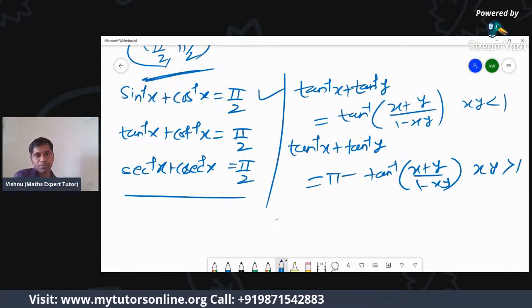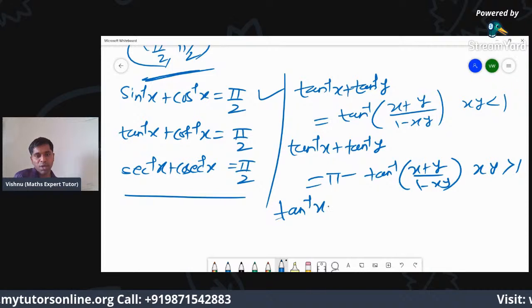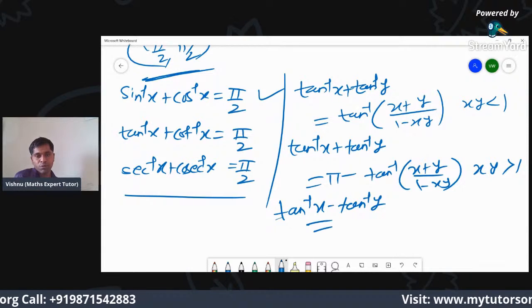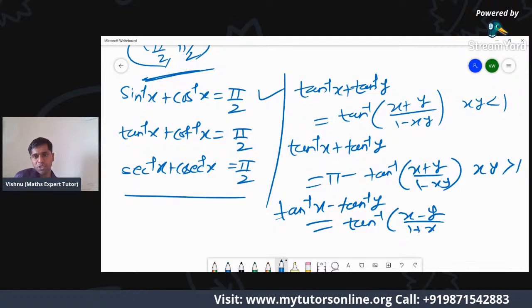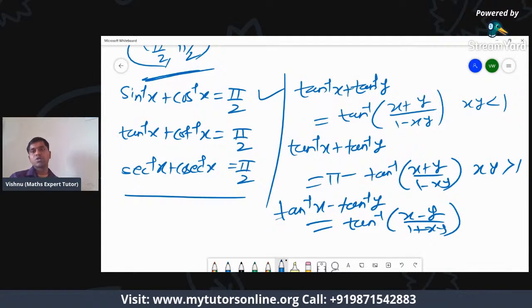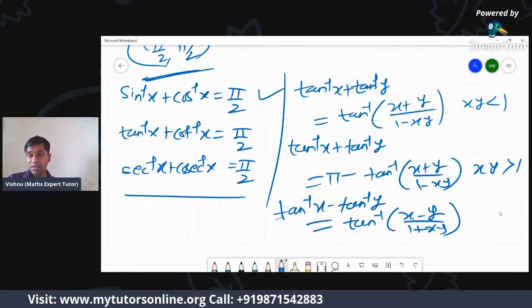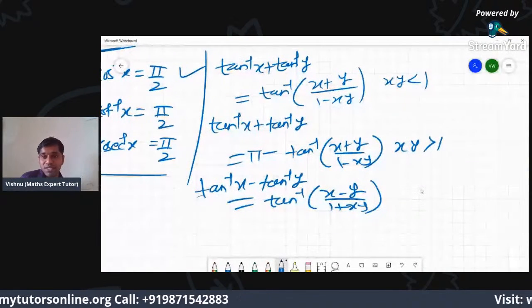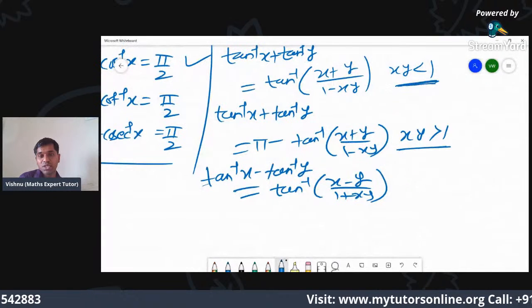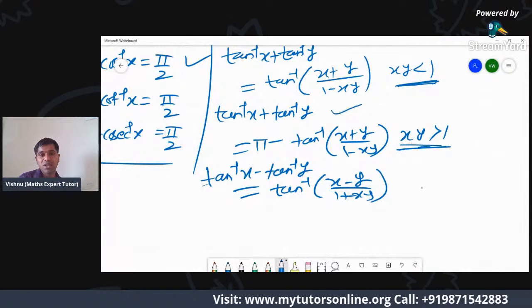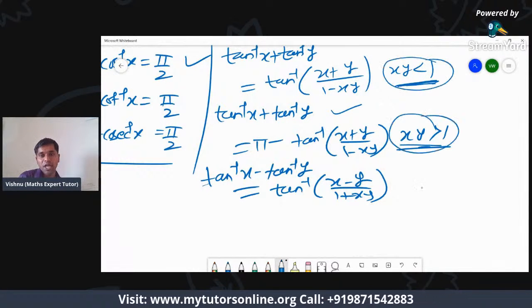xy is greater than 1. Tan inverse x minus tan inverse y will be tan inverse of (x minus y) upon (1 plus xy). So please remember these formulas, and you always find that there is some mistake when you are using these two formulas. So please always remember the condition on xy.